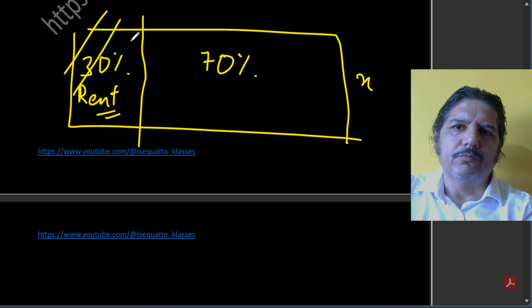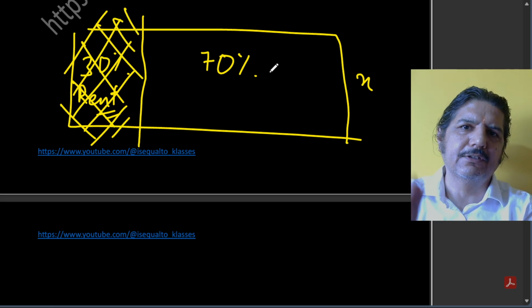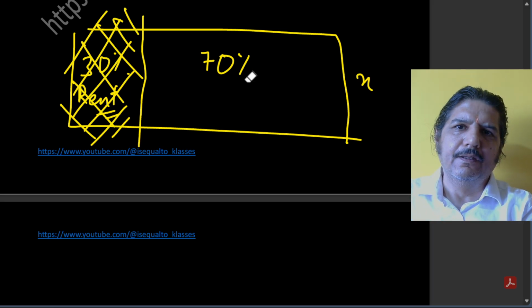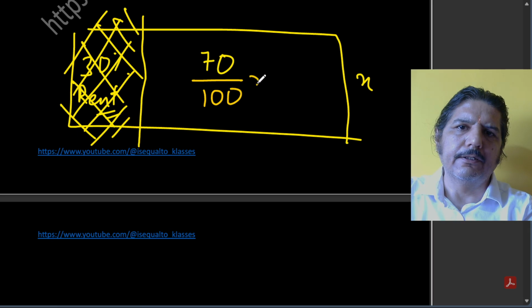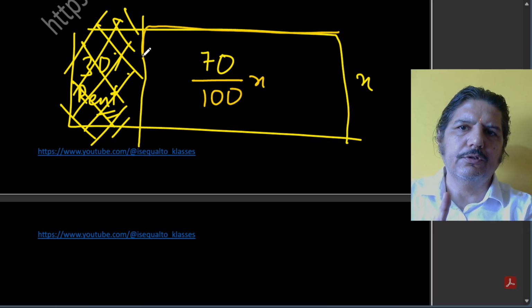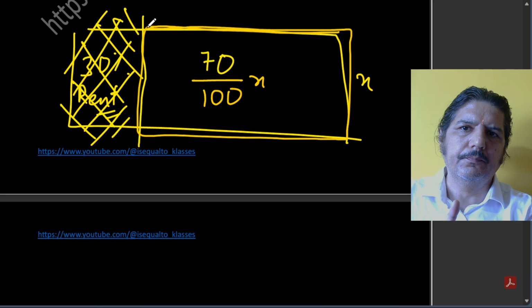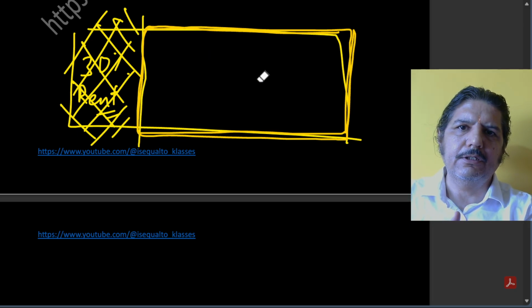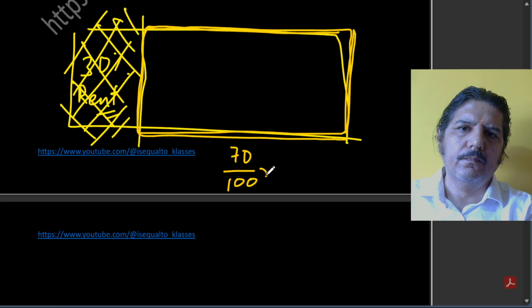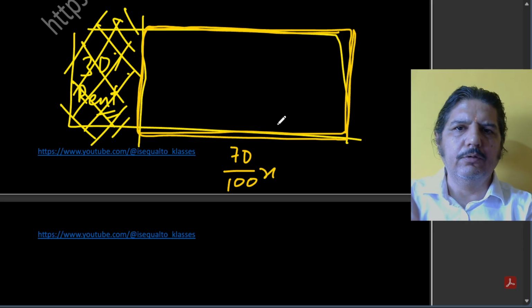So this has gone. Forget about this. We are remaining with 70% of X. What is 70% of X? 70% of X is 70 upon 100 x. Now just focus on this amount. Let me remove this also, and let me write this 70 upon 100 x here. Now we'll be focusing only on this 70 upon 100 x.